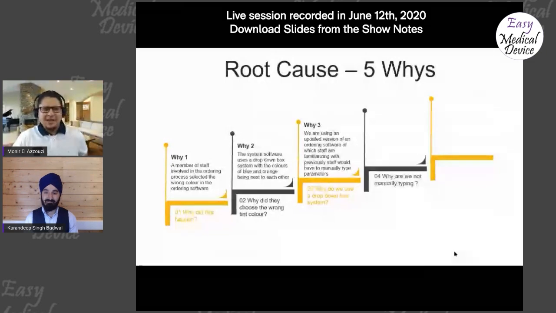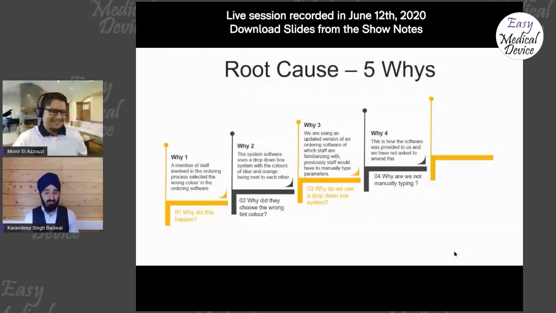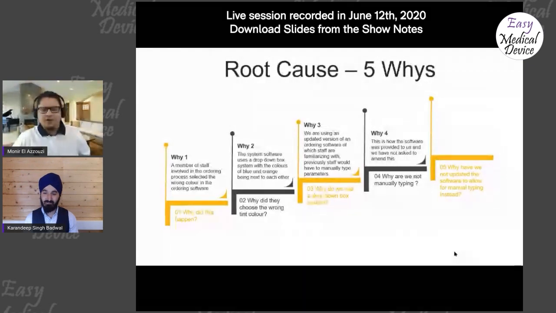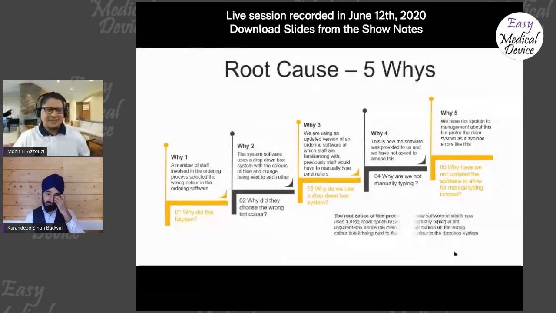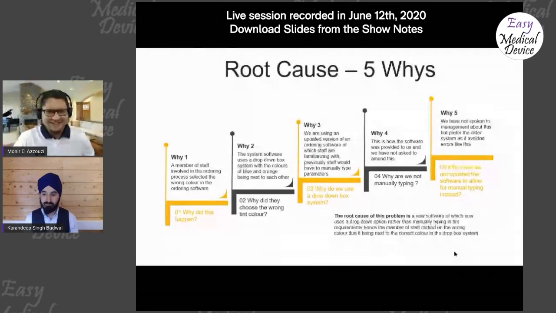Okay, why are we not manually typing? This is how the software was provided to us. Nobody in the ordering process has complained or asked us to amend this. So why have we not updated the software to allow for manual typing instead? We have not spoken to management about it. It seems like this is a problem. They don't like it, but in this case, nobody actually reported to management that they didn't like the system. Okay, so what can we say about the root cause then?